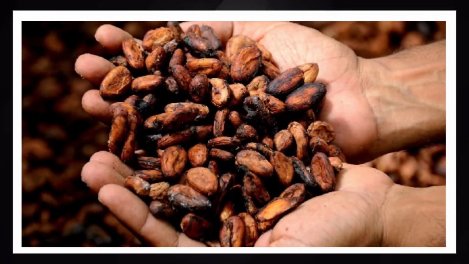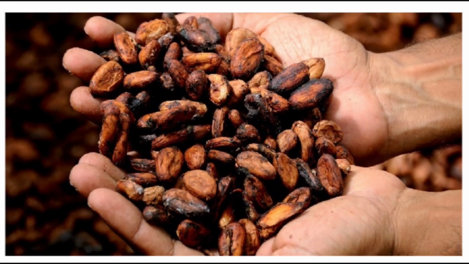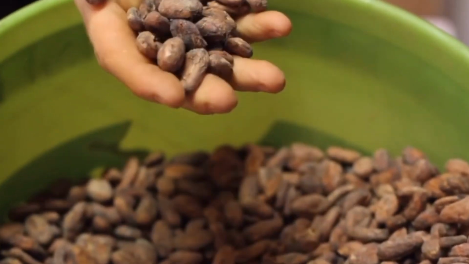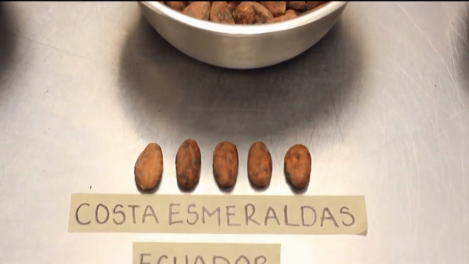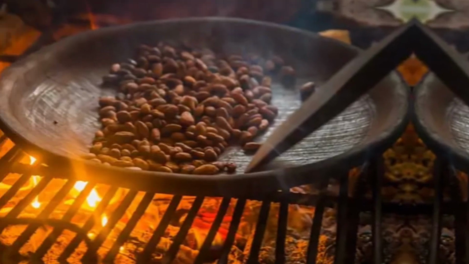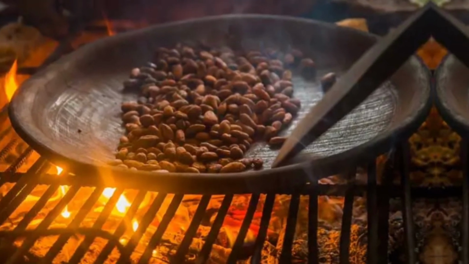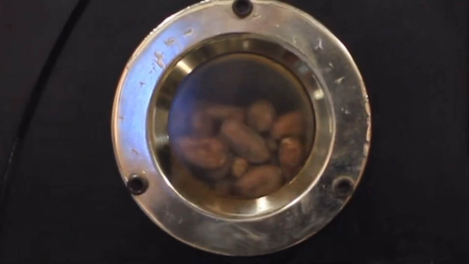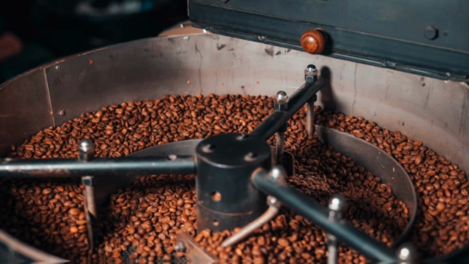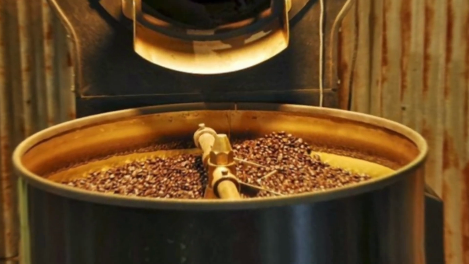After drying, the cacao beans are roasted to bring out their rich chocolate flavor. The roasting process varies depending on the desired chocolate type: dark, milk, or white. Roasting temperatures range from 250 degrees Fahrenheit to 350 degrees Fahrenheit for 15 to 45 minutes. Roasting serves several purposes. It further reduces moisture content.